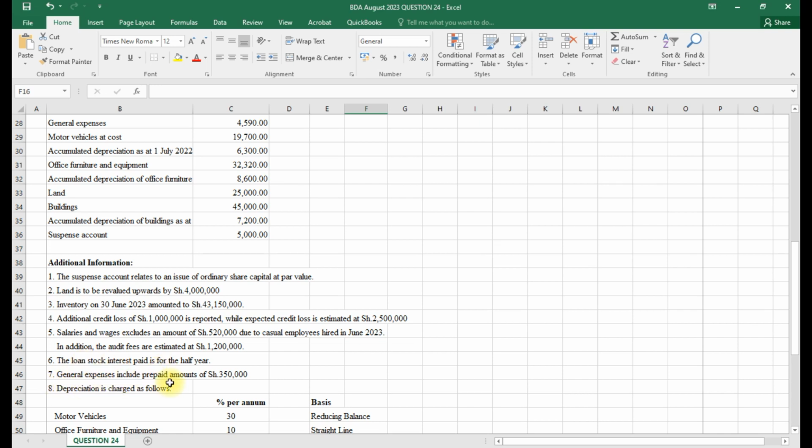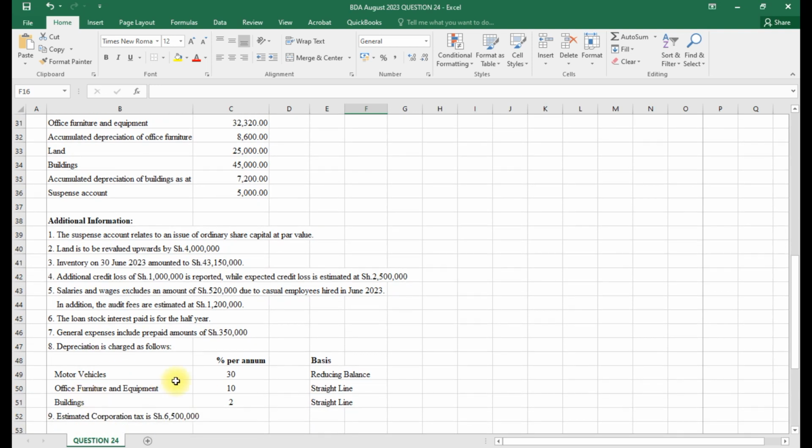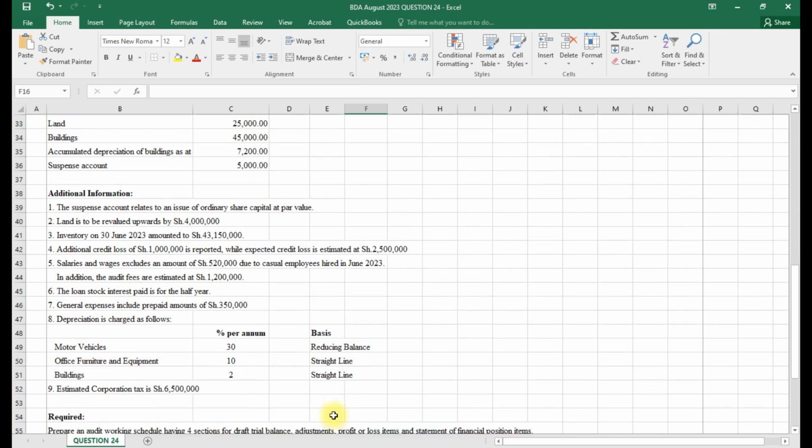General expenses include a prepaid amount of 350,000. Depreciation is charged as follows: motor vehicle 30% per annum, reducing balance, and office furniture 10% straight line. Building is 2% straight line. Estimated corporate tax is 6.5.